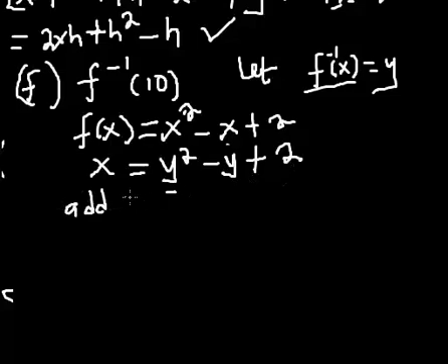Add half the coefficient of y, okay? Add half square the coefficient of y. The coefficient of y is actually minus 1, right? So that is half. Then of course you square it. Okay, I'm adding it to what? To both sides.